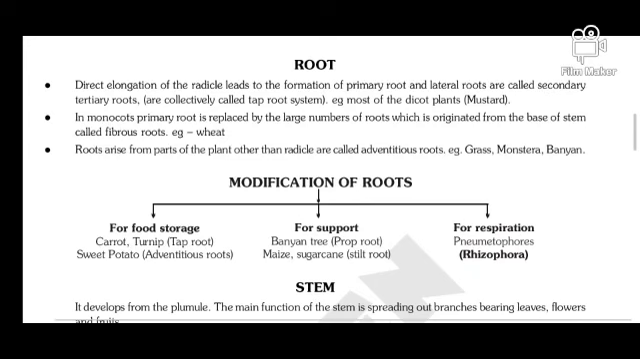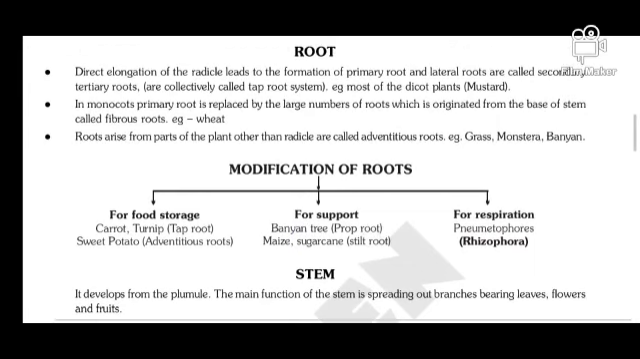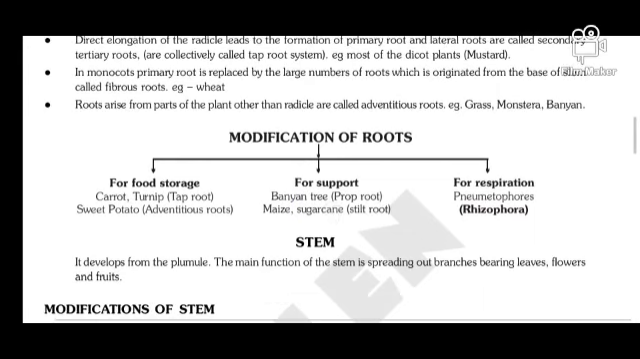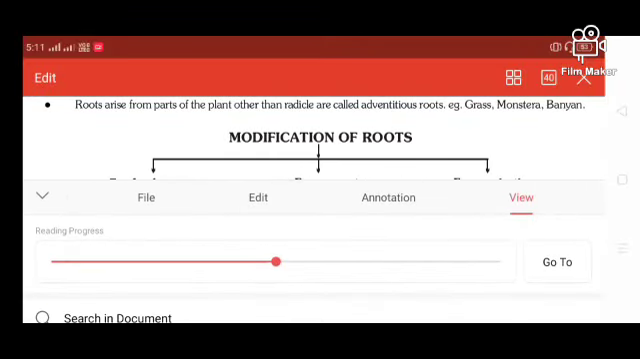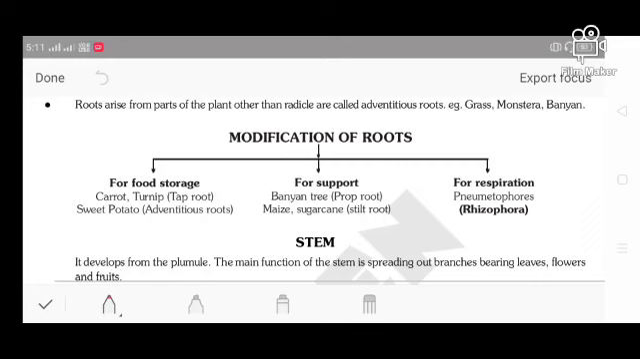Okay, so basically the modifications of root are found on the basis of food storage, support of the plant, that is mechanical support, and another one is for respiration. So there are three basic purposes why the roots are modified. The first one is food storage, the second one is mechanical support, and the third one is respiration.